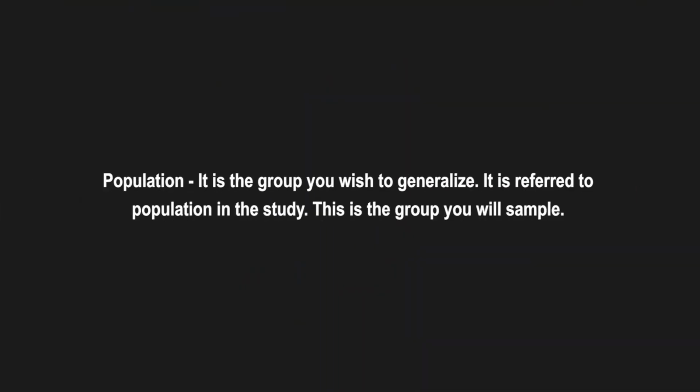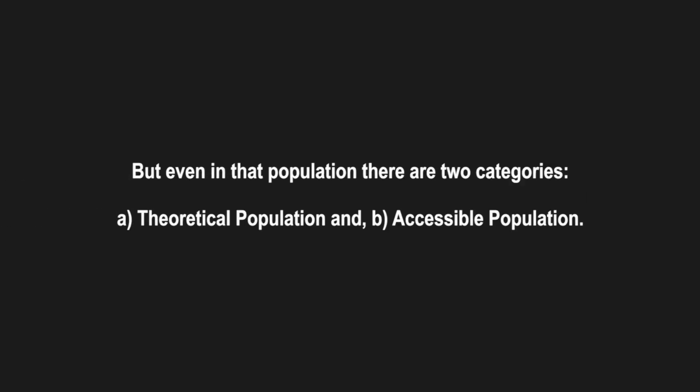There are some other key terms that we have to understand for doing this kind of fieldwork. One, as I said, is population. It is the group you wish to generalize to. This is the group you would like to sample, for example, the 10,000 young adult people. But even in that population, there are two categories. One is theoretical population. The other is accessible population. So you would want to talk about what 10,000 people think.